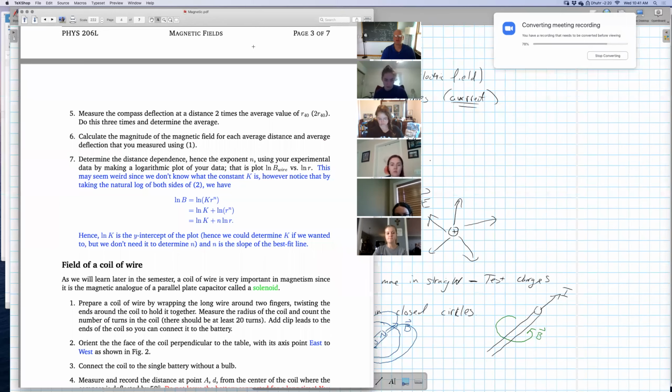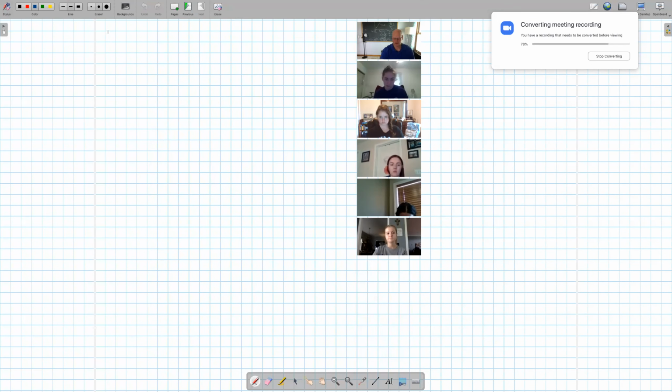So basically for part 3, what you're going to do is, in Excel, you're going to plot on the vertical axis natural log of b. On the horizontal axis, you're going to plot the natural log of r. And then you should get a line that does something like this, okay? So you're going to get some data, say here, here, maybe here. You're going to plot a best fit line.